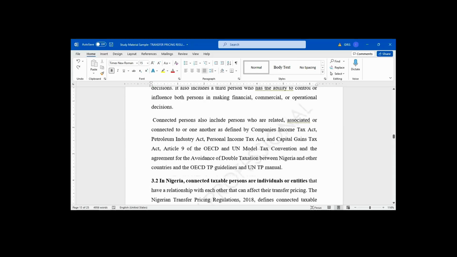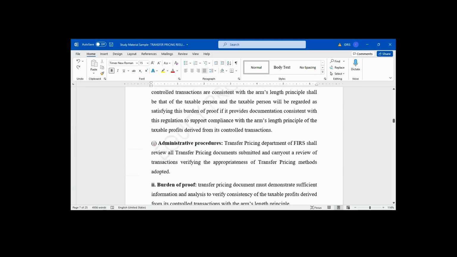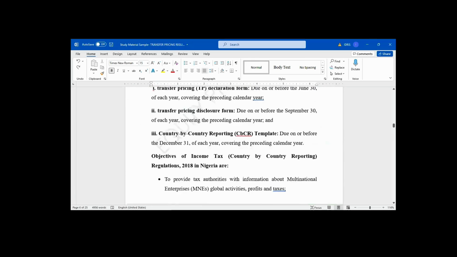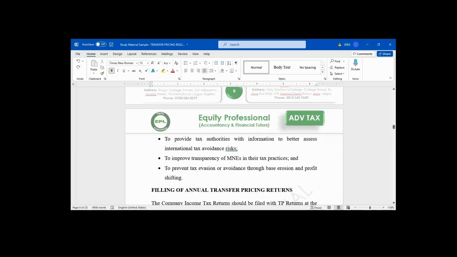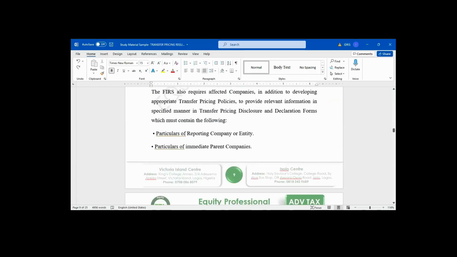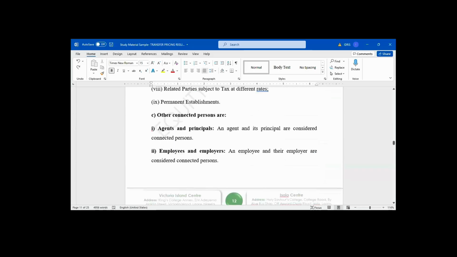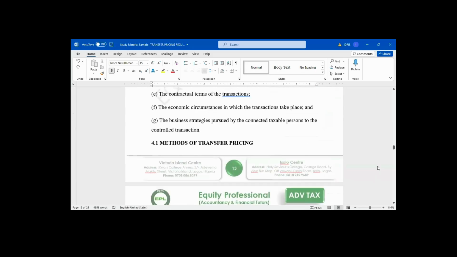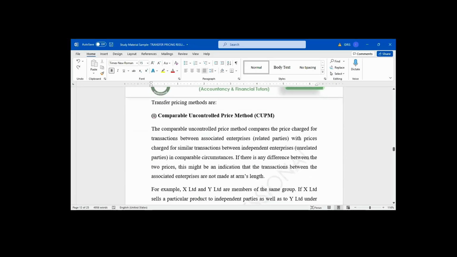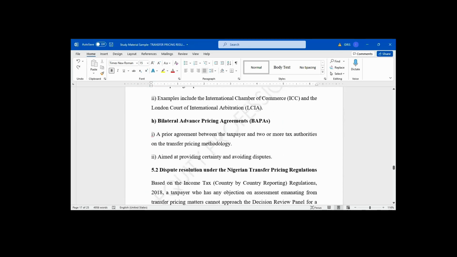We have looked at transfer pricing. In this topic, we looked at the objectives of transfer pricing regulation. We looked at methods of transfer pricing. We looked at transfer pricing documentation. We also looked at country by country reporting. We looked at transfer pricing dispute resolution. We also looked at transfer pricing returns, filing of transfer pricing returns. We looked at connected taxable persons. We looked at arm's length comparability factors too. What are the arm's length comparability factors? We have looked at that this night. And the last one, we looked at dispute resolution mechanisms.